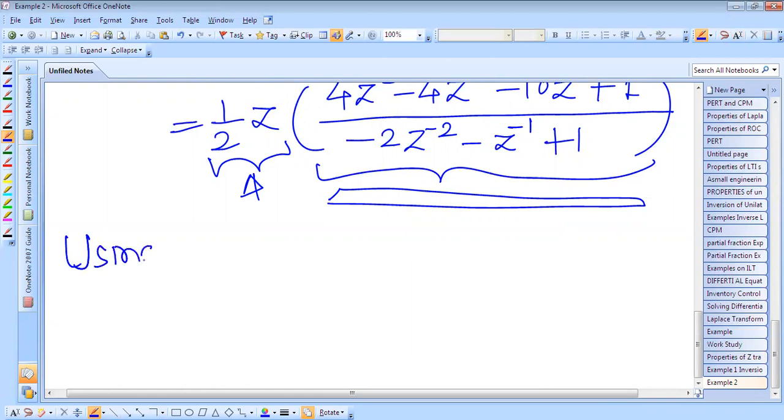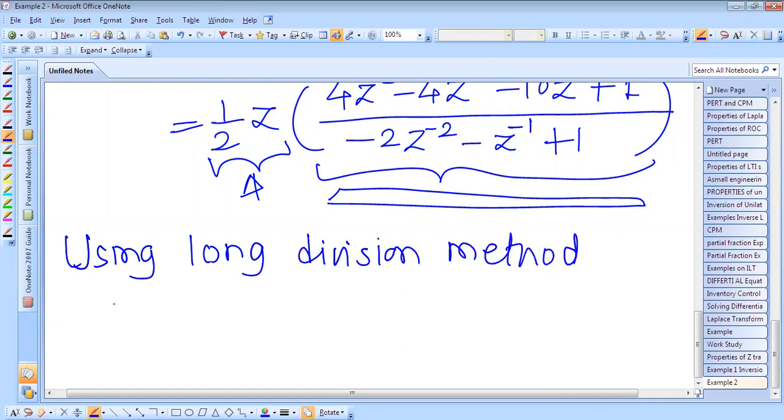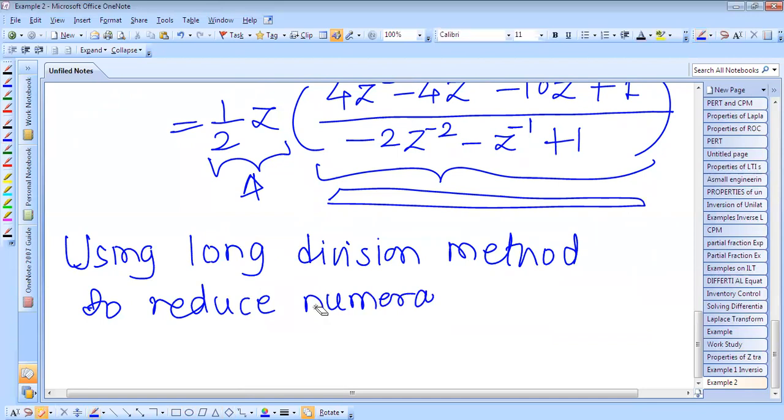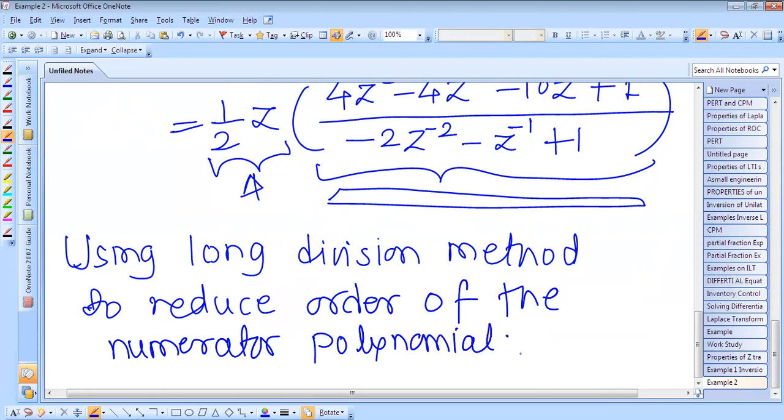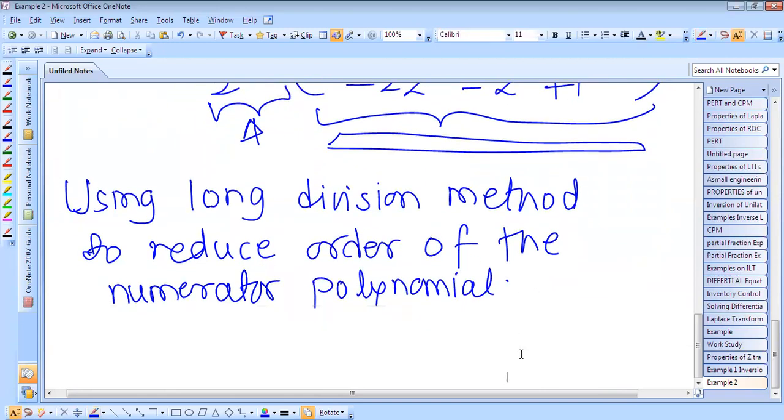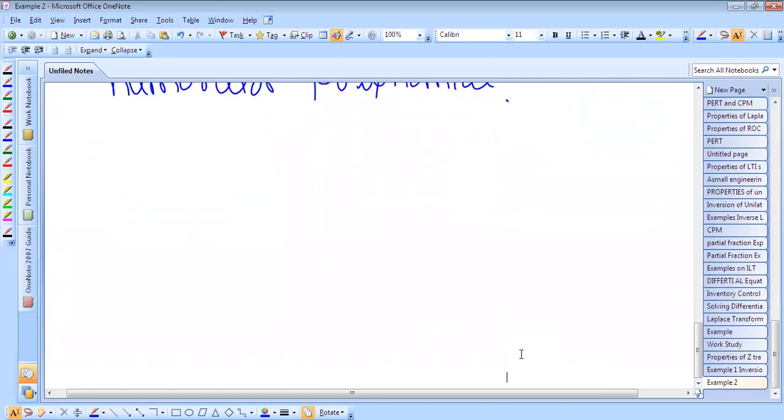Using the long division method to reduce the order of the numerator polynomial. And therefore we have to use the long division method.